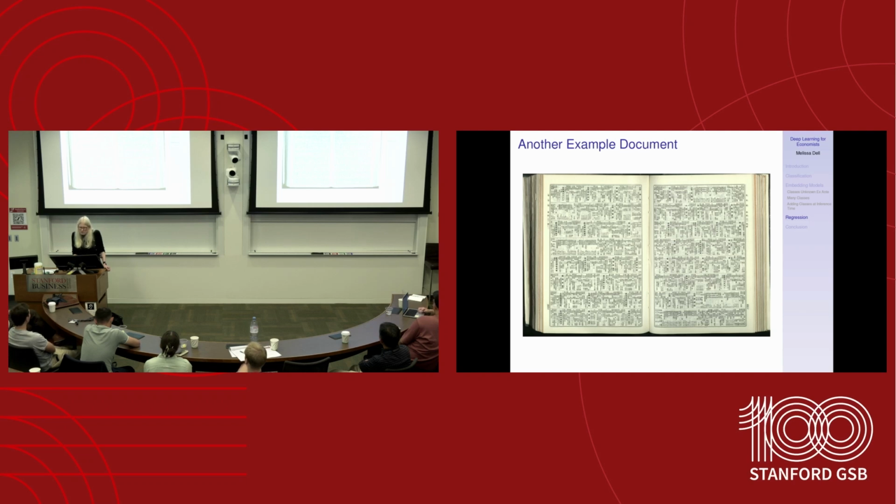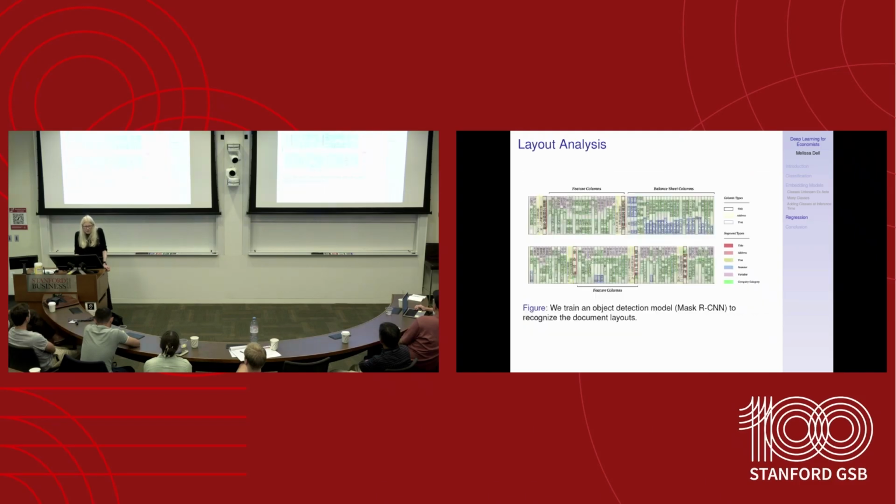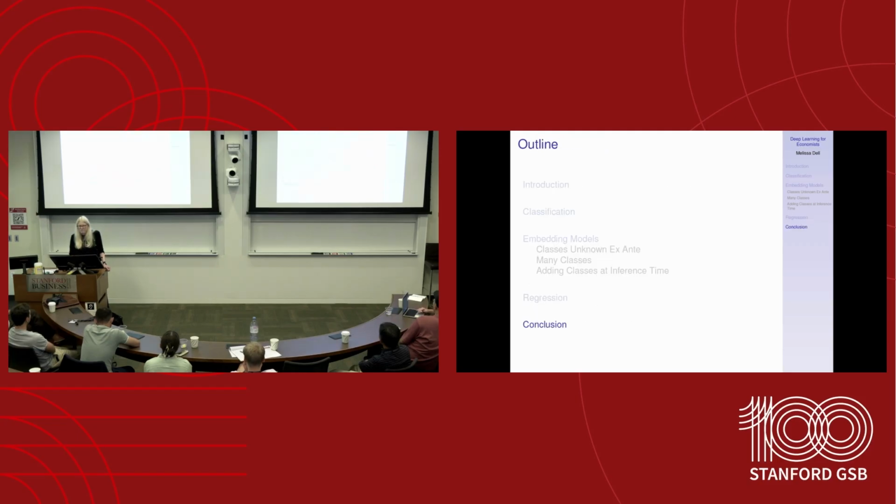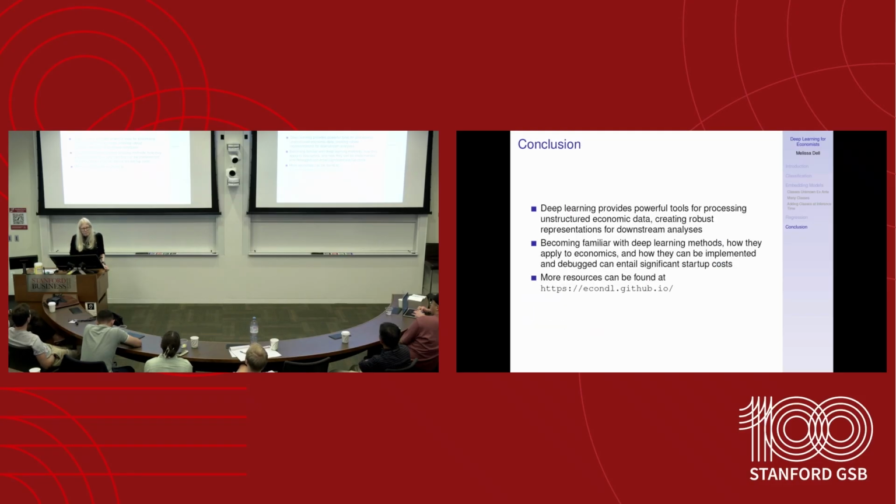This is another example. This is the Japanese firm data that I was talking about, used to look at antitrust policy, so we divide into columns. We use deep learning to recognize the different pieces of information. All right, so that was a very quick overview of regression. Basically, if you understand classification, you understand regression.